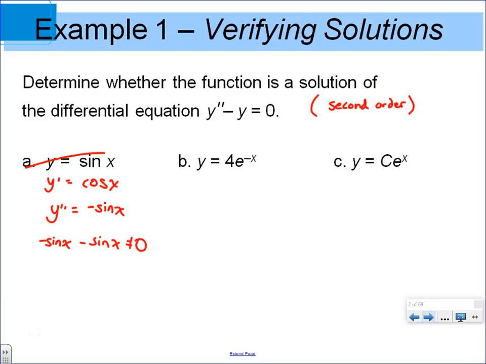What about the next one? Now, hold on. You're not solving for this. You're being given different possible solutions. You're saying, I don't know, do any of these ones work? That's all we're doing.